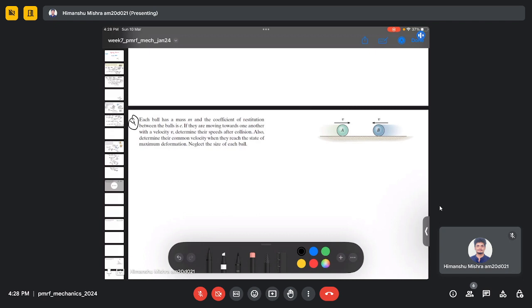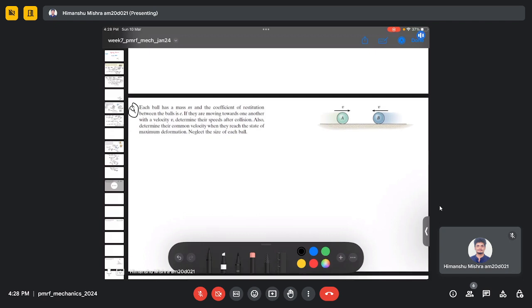So here we have each ball has a mass m, and the coefficient of restitution between the balls is e. If they are moving towards one another with a velocity v, determine their speed after collision. Also determine their common velocity when they reach the state of maximum deformation. Neglect the size of each ball.